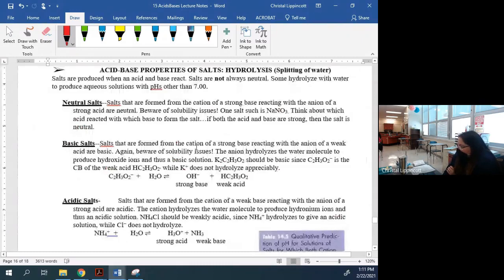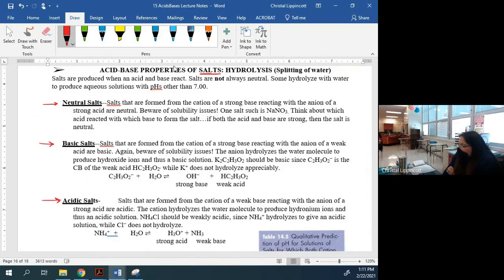Okay, so good with those? Making sense? All right. So acid-base properties of salts. Remember, a salt is any ionic compound that has a negative and a positive charge. Okay, it's not just sodium chloride. We have 3 categories of salts. We have neutral salts, we have basic salts, and we have acidic salts.